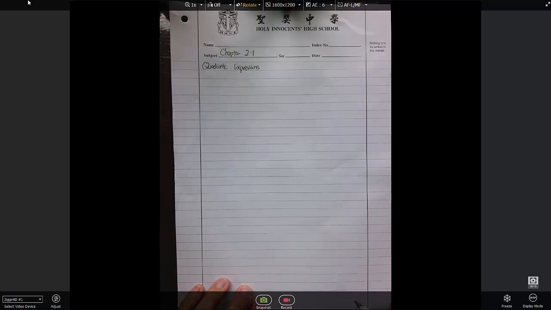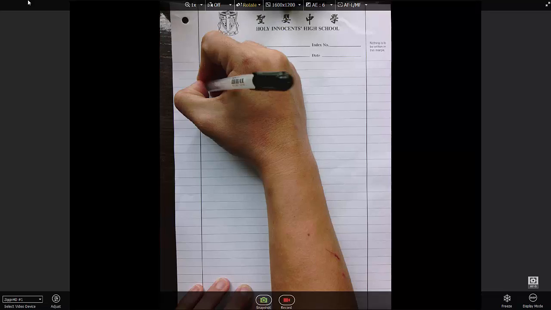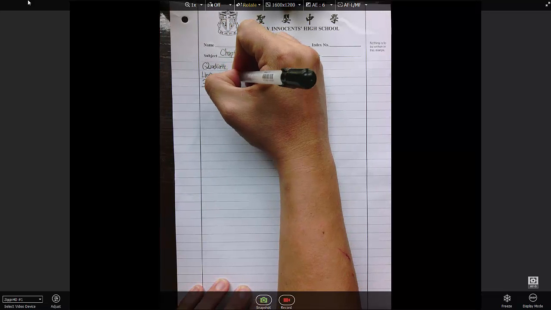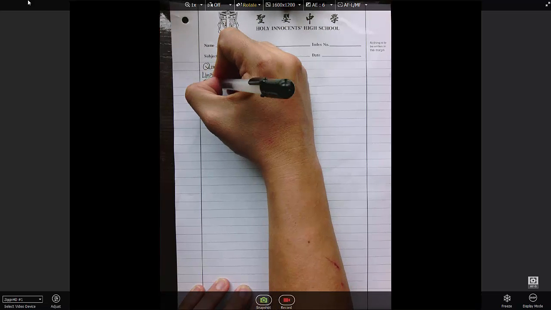Today I'm going to talk about chapter 2.1, quadratic expressions. Let's just recap what we have learned in secondary 1. In secondary 1 we have learned things like linear expressions. Linear expressions, this one I'm taking an example from the textbook. Then I'll tell you the difference between a linear expression and a quadratic expression.